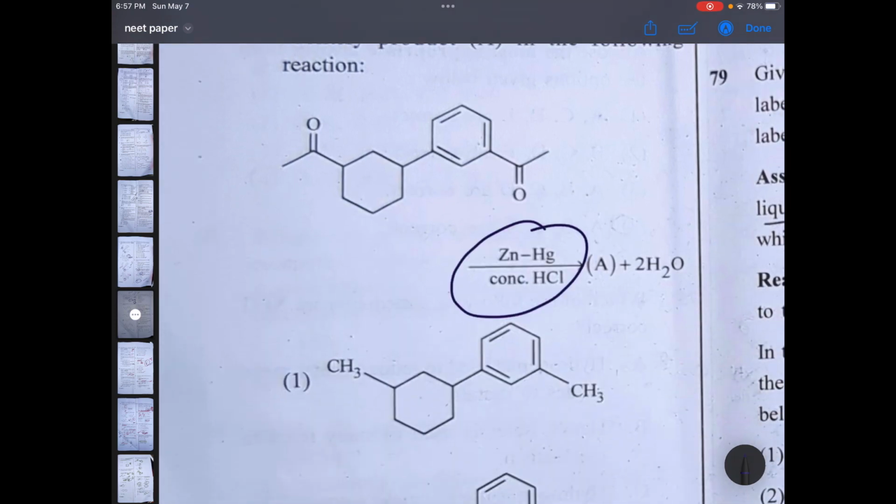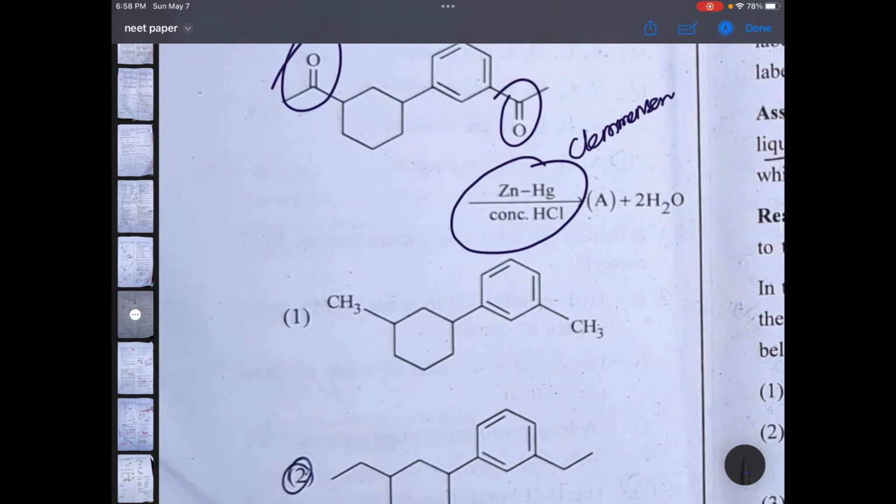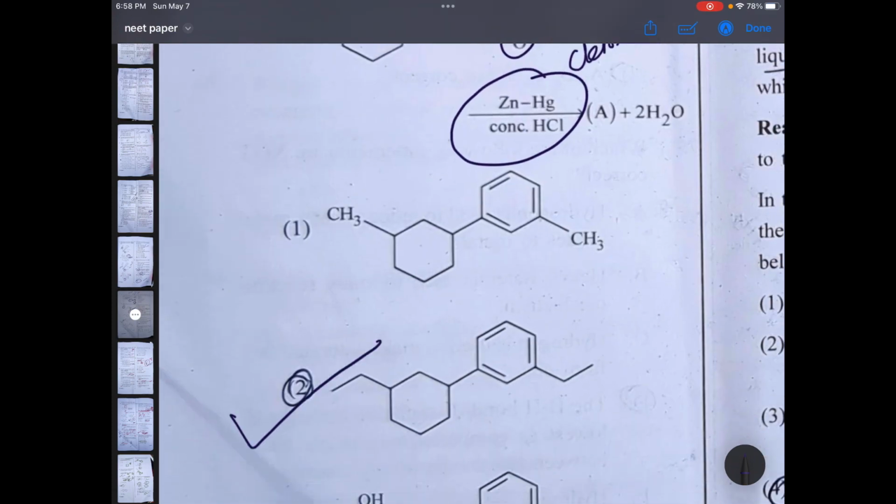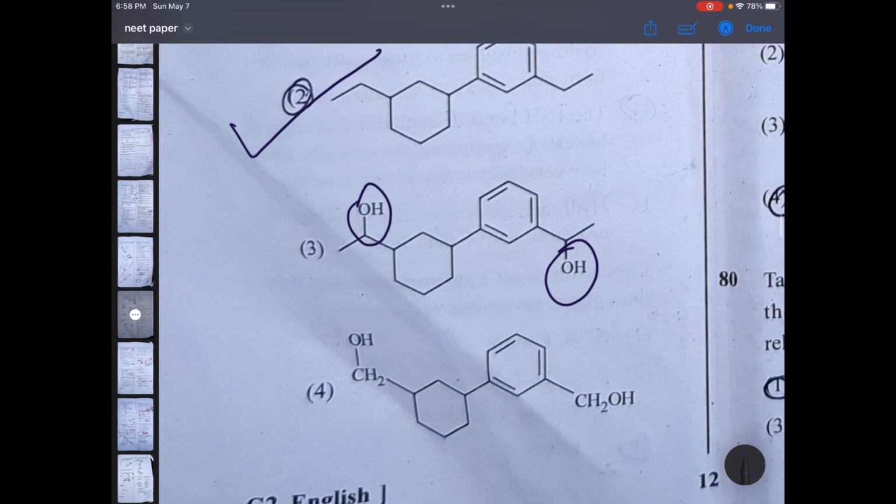Identify the product in the following reaction. Zinc Hg means Clemmensen reduction. In Clemmensen reduction, aldehydes and ketones will be reduced, not these bonds. So this is the right answer. Here carbons are reduced, check. Here something else happened, not like this. Okay.